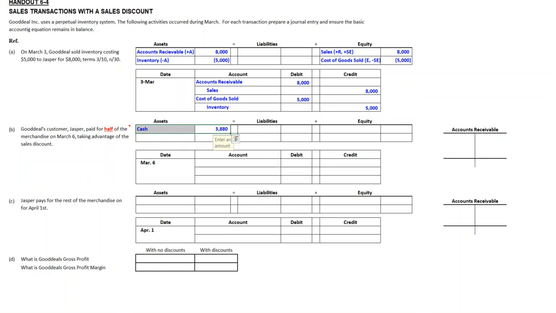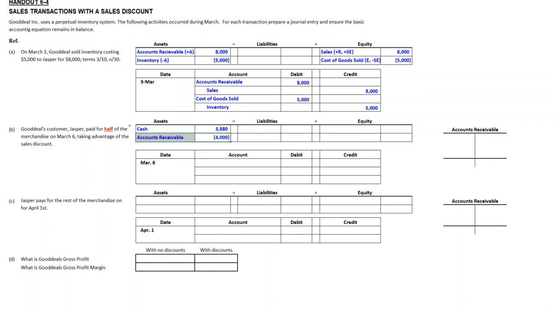First thing, we will receive $3,880 in cash. That's the $4,000 less the discount. We're going to want to reduce accounts receivable by $4,000 because Jasper has paid us within that 10 days. They're going to expect their bill to go down by half. And yet we've only received $3,880 in cash.